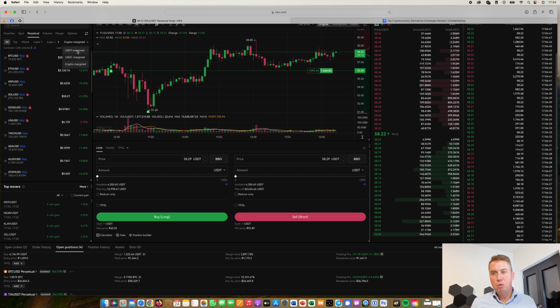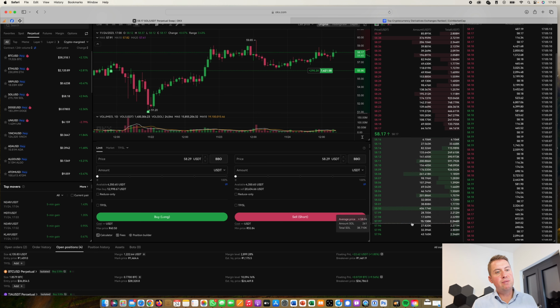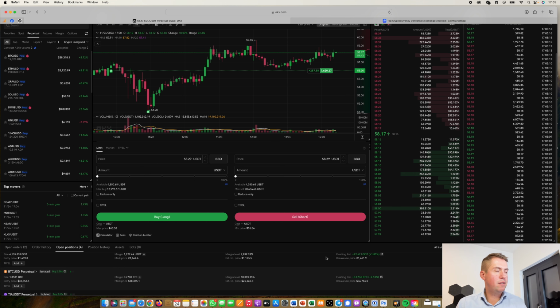So you can also use crypto margin, so basically cryptocurrencies as collateral. You would do that if you have Bitcoin and you think the price of Bitcoin will go up. So it wouldn't really make sense for you to exchange that Bitcoin into USDT to open up a Bitcoin trade. It would make more sense to open a crypto margin and Bitcoin trade with Bitcoin as collateral, because then if the Bitcoin price goes up, your collateral goes up, and you even get more Bitcoin then.